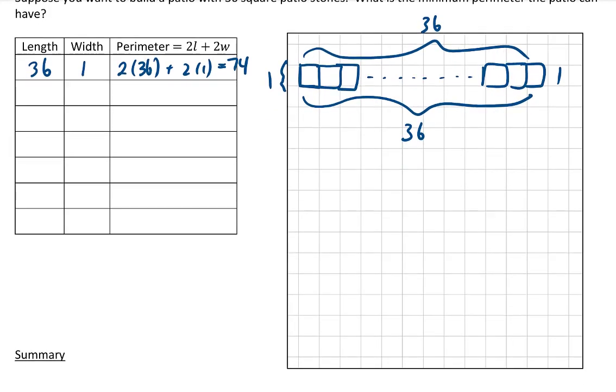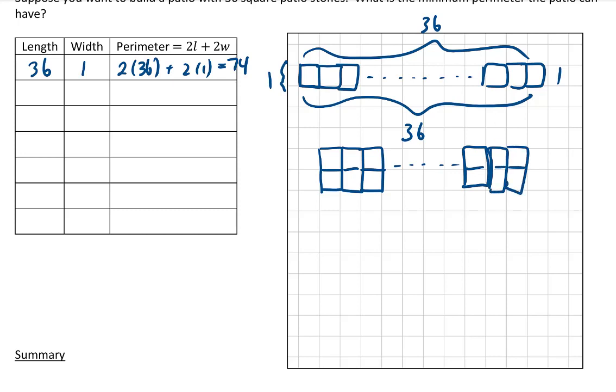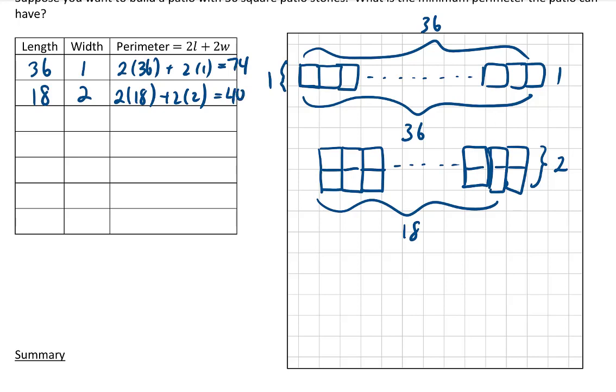All right, let's check the next one. What if we go to a width of 2? So now we put 2 stones down at a time. Remember, we have 36 stones in total. So if we were to lay them all down in pairs of 2, we'd have 18 rows of stones that are 2 stones across. So our width would be 2, our length would be 18. So our perimeter would be 2 times 18 plus 2 times 2, and that would give us 40 units.